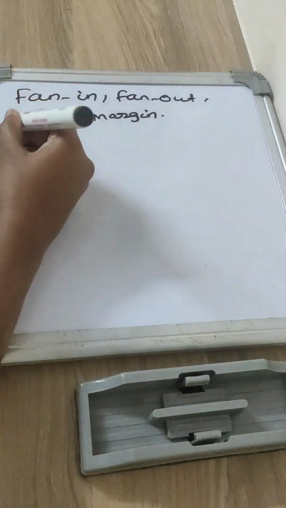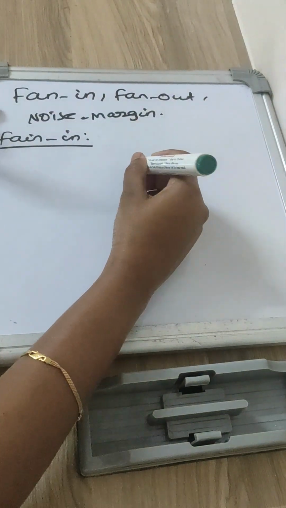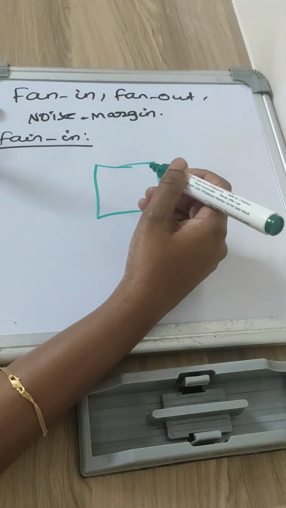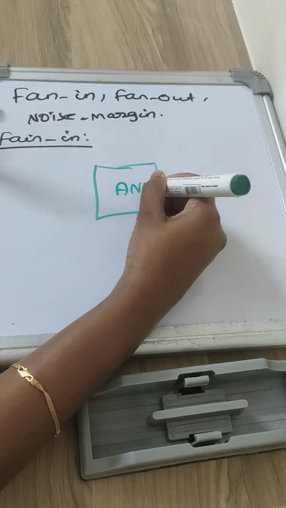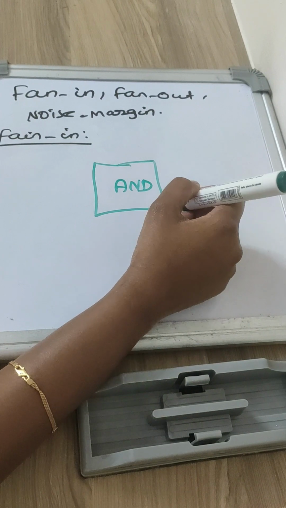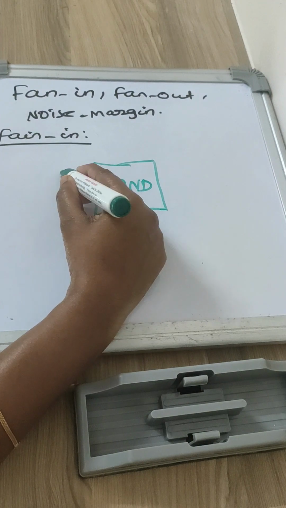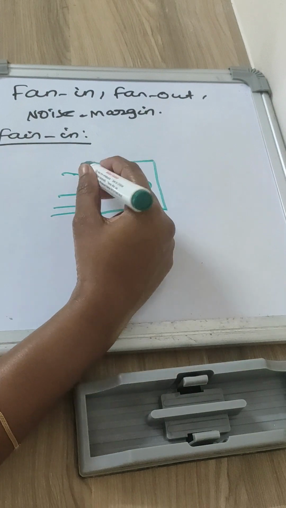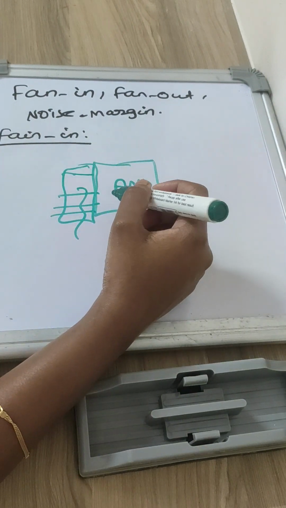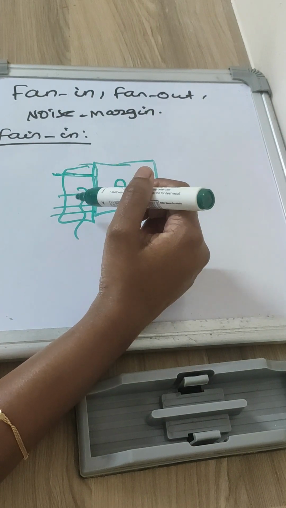So we'll first start with the fan in. Consider you have a system with one logic gate only. As we have discussed, if this is an AND gate, there could be a 2 input AND gate, or 3 input AND gate, or 4 input AND gate, anything we can have. The number of inputs depends on the cell we are using, so it could be anything.